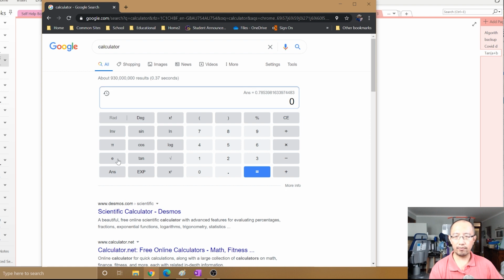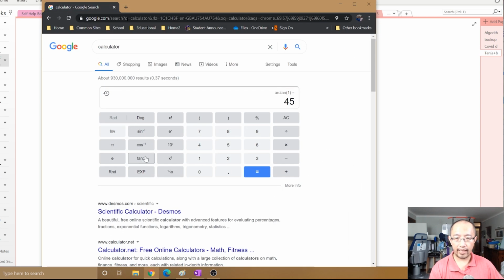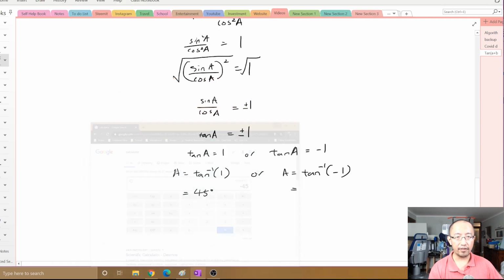All right, let's go inverse tan 1. All right, 45 degrees. Okay, and then inverse tan negative 1. It is not working well. Negative 1 is negative 45 degrees.